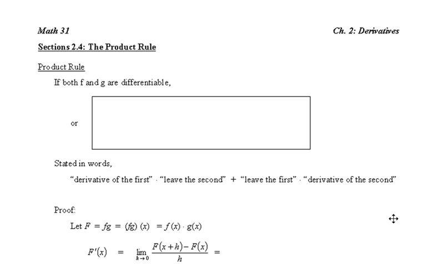I want you to take a few moments now to fill in this formula. You can see what I'm writing the formula for. I'm writing it for the product of f and g. So if we have two functions being multiplied, and we want to do the derivative of f times g.